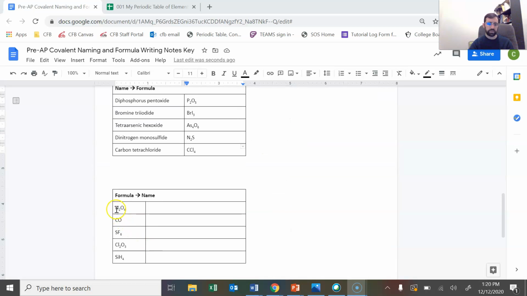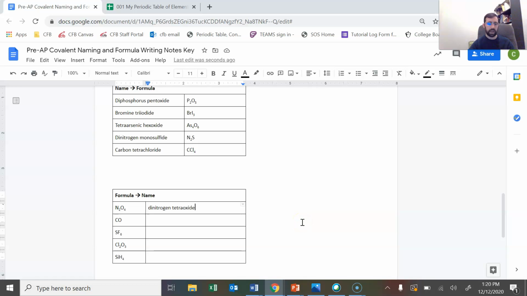So I have 2 Ns. N is nitrogen. If I have 2 of them, I've got to put a prefix di. Dinitrogen. Don't change the ending of the first name. We're just going to change the ending of the second name. Dinitrogen, and then 4 oxygens, that's tetra. And then oxygen is oxide. Change the second name to IDE.